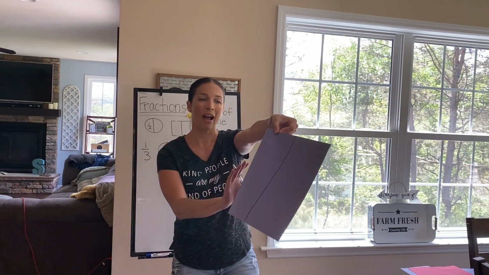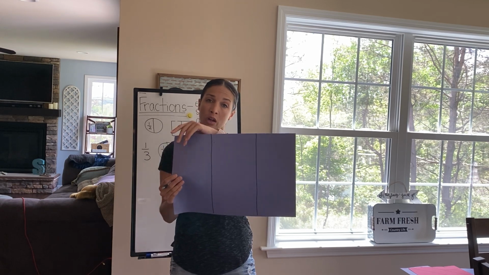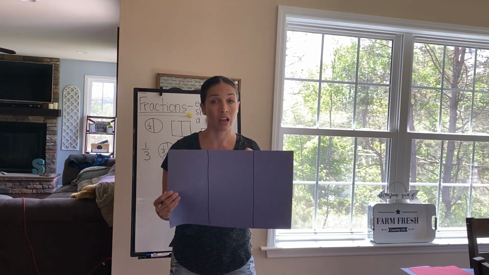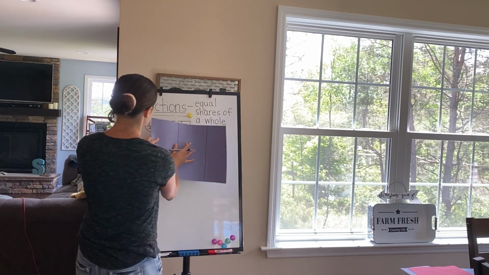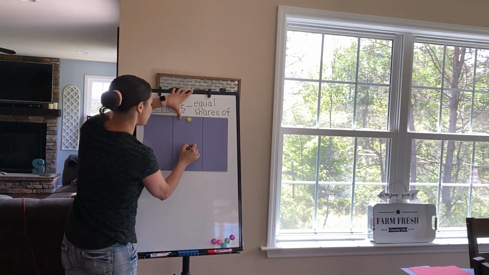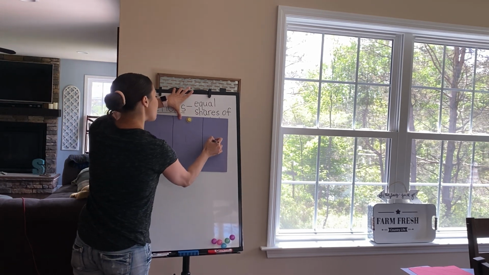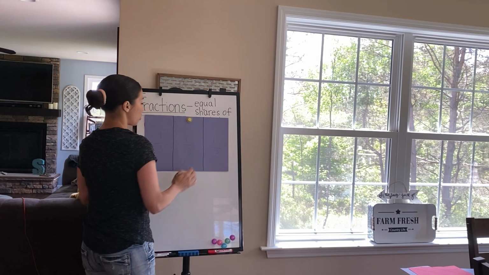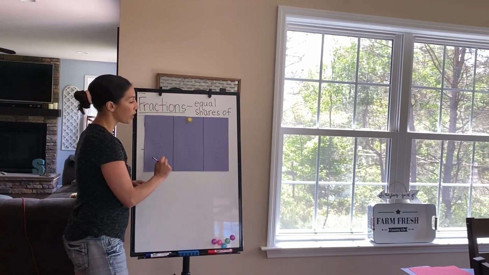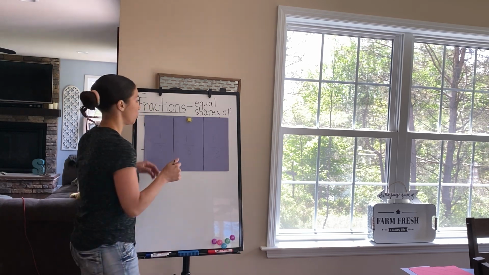Okay, now let's talk about how many pieces they are, okay? So it has 1, 2, 3 pieces. So since it has 3 pieces, our denominator is going to be 3. And remember, our top number is each piece. So this is 1/3, this is 1/3, and this is 1/3. I'm gonna talk to you about how we combine those in a little bit too, okay?